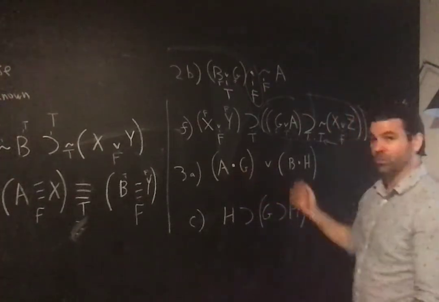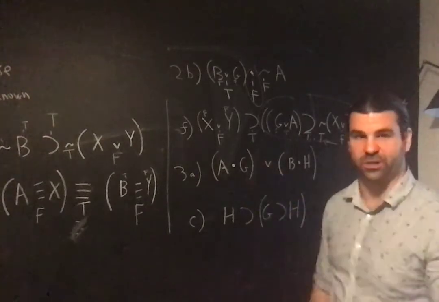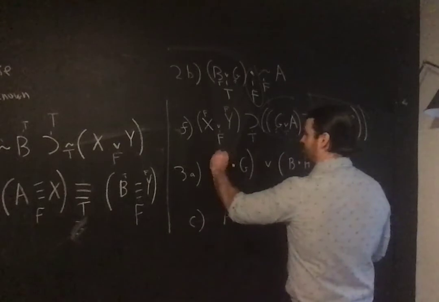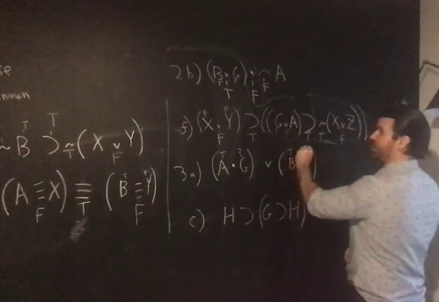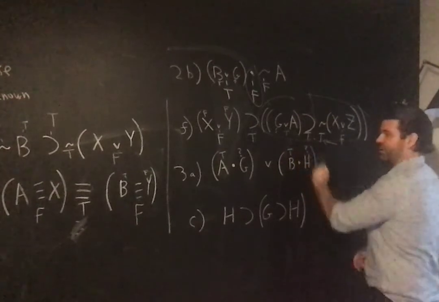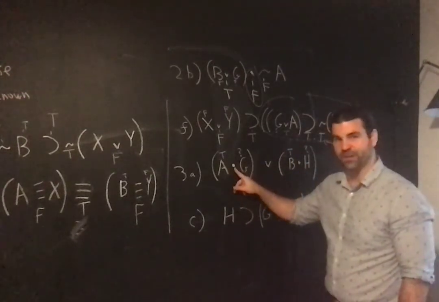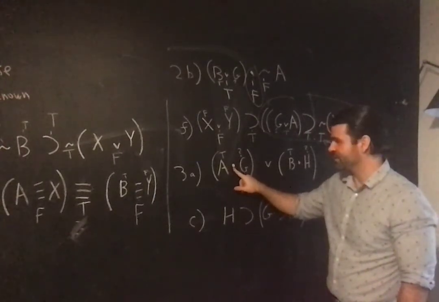3a, what's the overall form? It is a disjunction. It's a disjunction of conjunctions, okay? So what have we got? We got A is true, G is question mark, B is true, H is question mark, truth value unknown. Okay, can I determine the truth value of this? No, I cannot, right? Because think about it.